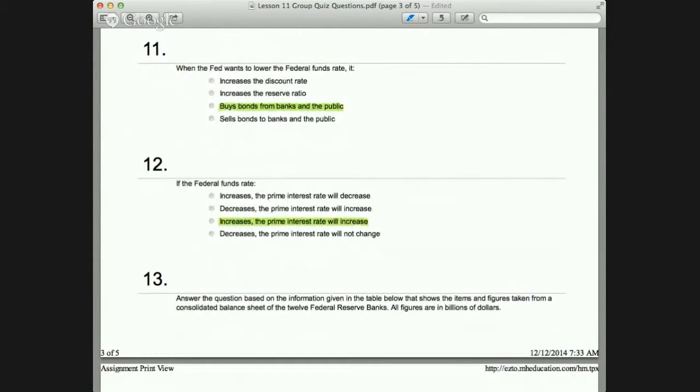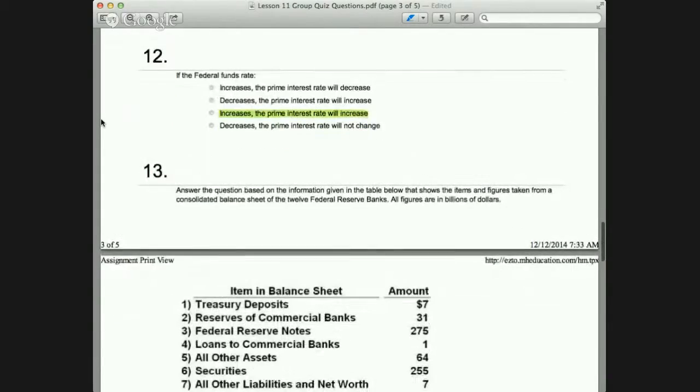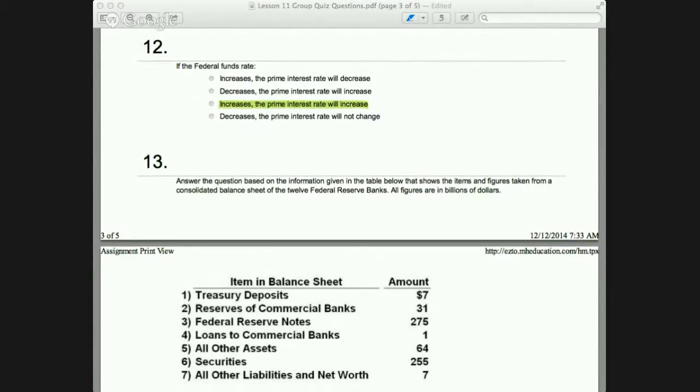Okay. So when the Fed wants to lower the federal funds rate, I chose buys bonds from banks and the public. Yep, that's what I had. Number 12, if the federal funds rate increases, the prime rate will also increase. Yep. Because it goes along with it. They never converge or anything.